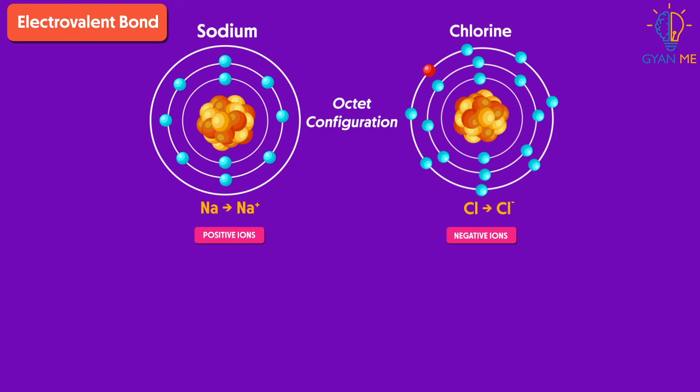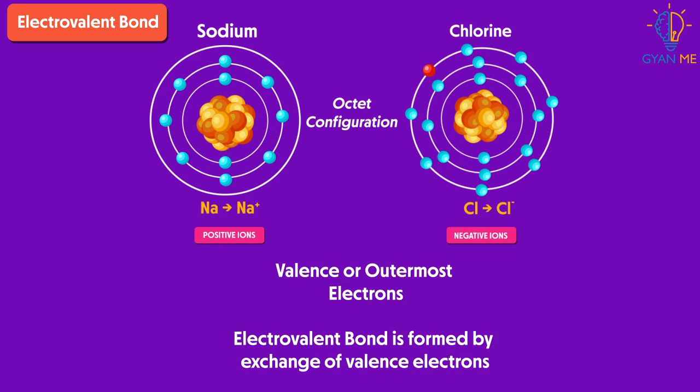Students, this ionic bond is also known as electrovalent bond because it forms when the valence or outermost electrons of one atom are transferred to the other atom. Or in simple words, electrovalent bond is formed by exchange of valence electrons. And the compounds formed in this manner are called ionic compounds or electrovalent compounds.